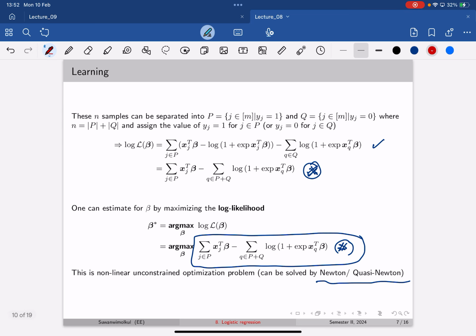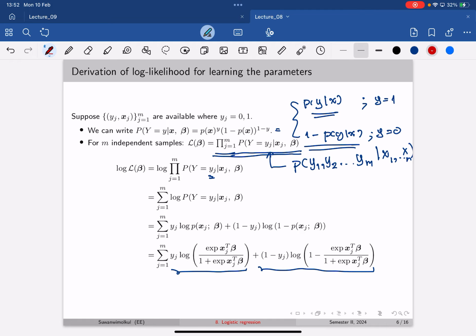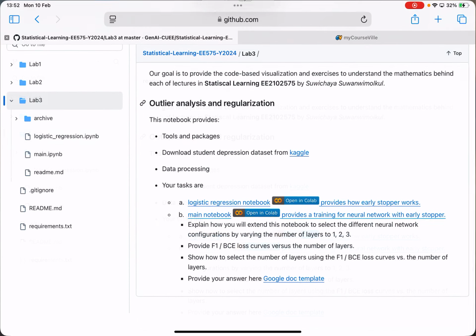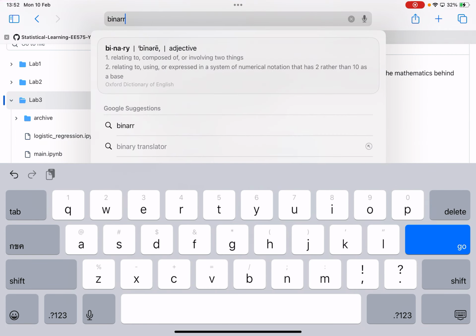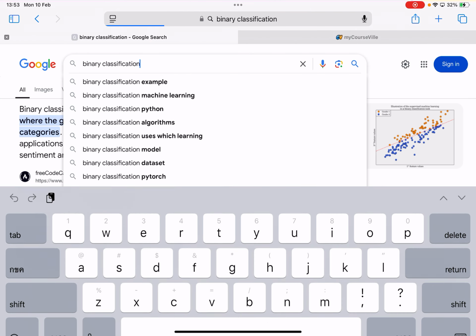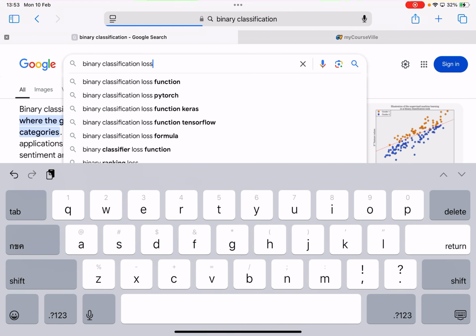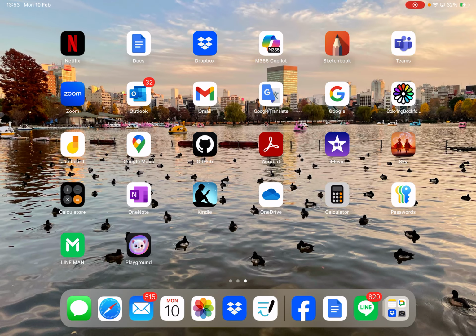I'm not sure. I didn't provide a name here. It's like a cross, let me search. Yep, it's the cross entropy loss. But anyway, we'll go to that. Sorry, I didn't provide a name.